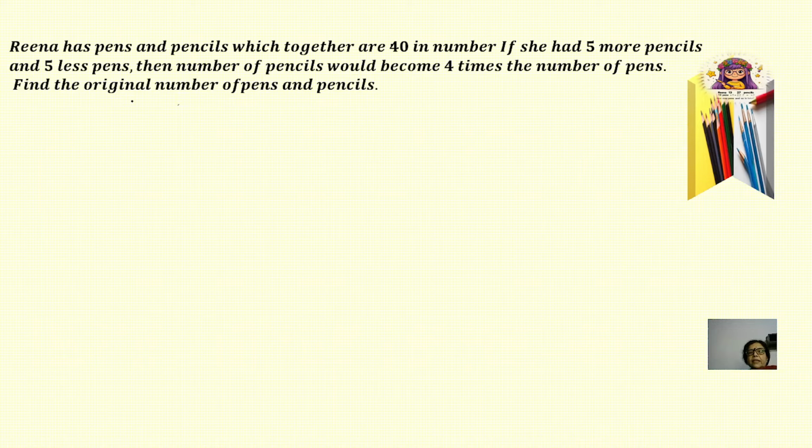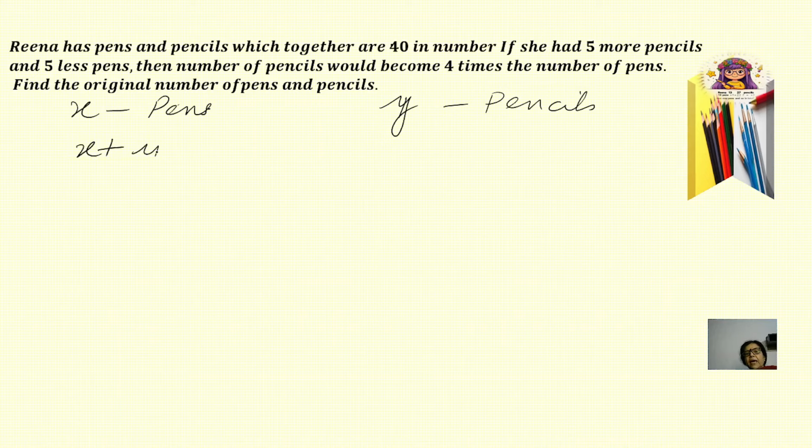So let us take the number of pens as x. X refers to the number of pens and the number of pencils as y. Now the first part of the question says that the sum of the pens and the pencils is 40. So we very easily get the first equation.